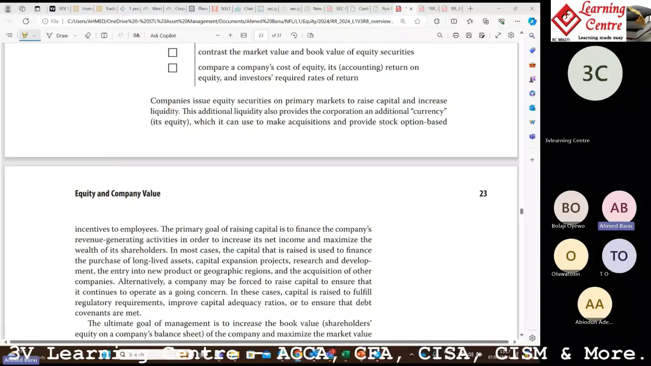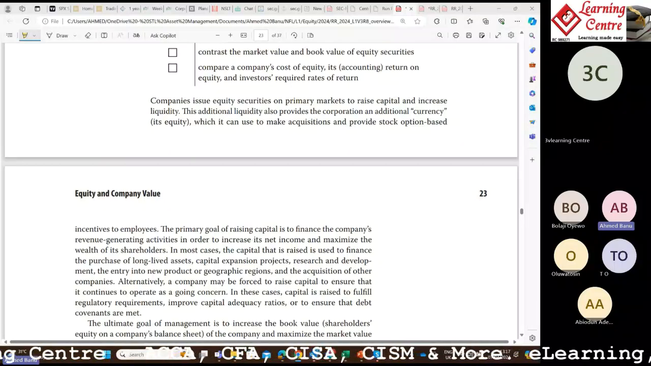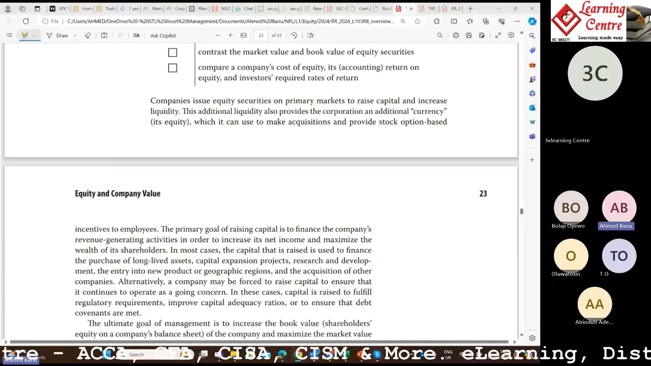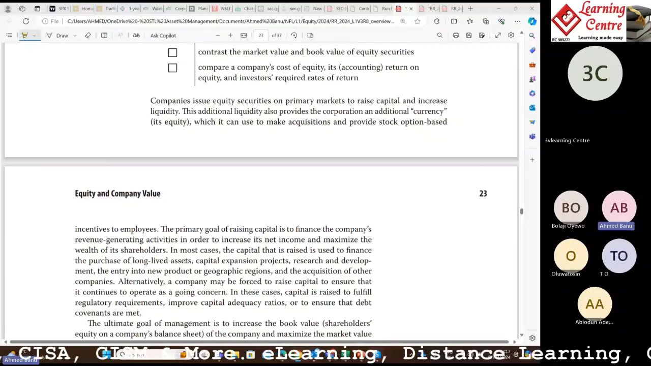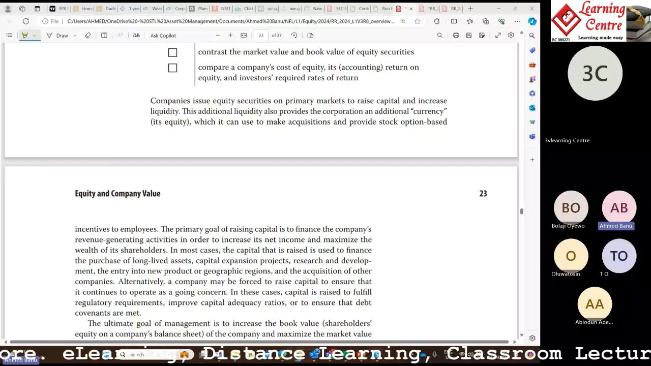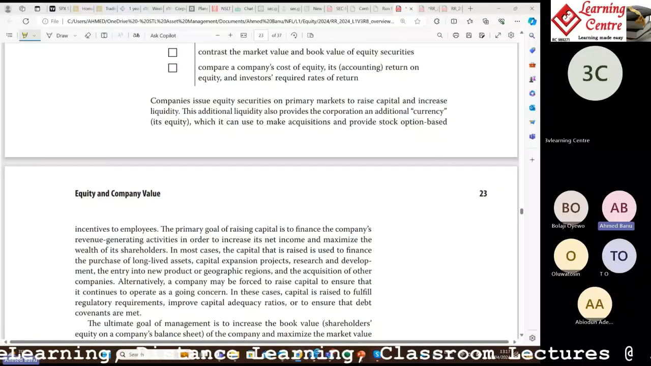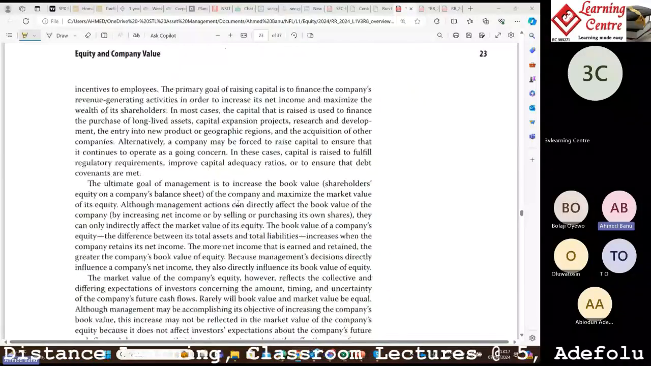This additional liquidity also provides the corporation an additional currency, which it can use to make acquisitions and provide stock options. The primary goal of raising capital is to finance the company's revenue generating activities in order to increase its net income. So this is very important. Very, very important.